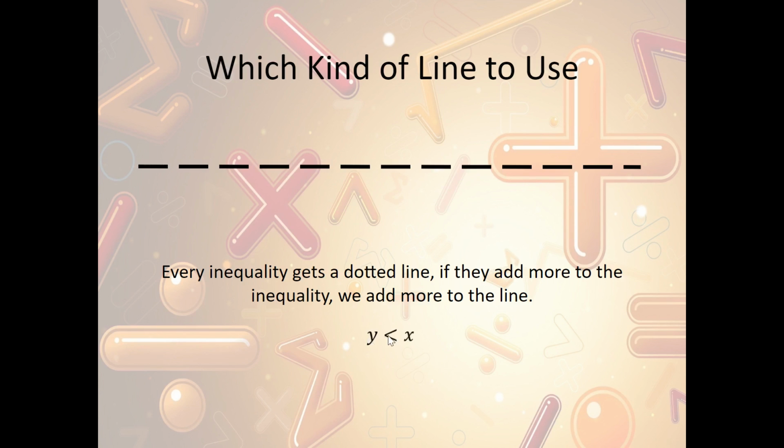So in this case, we have y is less than x. Well, I'm looking if they added anything extra, meaning did they add the bar here? If they didn't, which in this case they didn't, we'll leave it as it is and it stays as a dotted line.